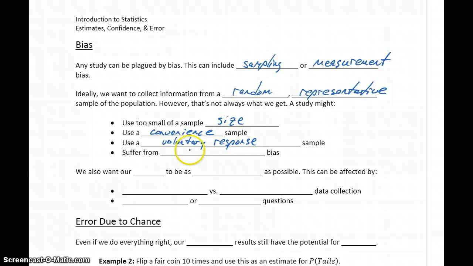We also have studies that can suffer from non-response bias. Non-response meaning some of the people that we selected to participate in our study choose not to reply. So whether we contact them through the mail, we contact them via phone, however we try to get in touch with them, they don't respond. So information that we were planning to receive as part of our sample never makes it to us.